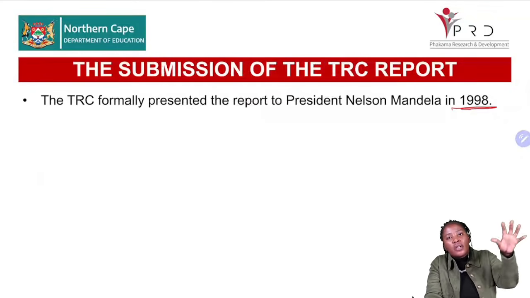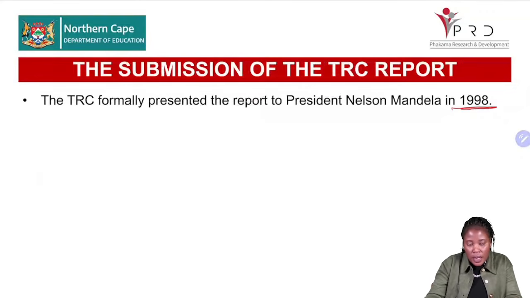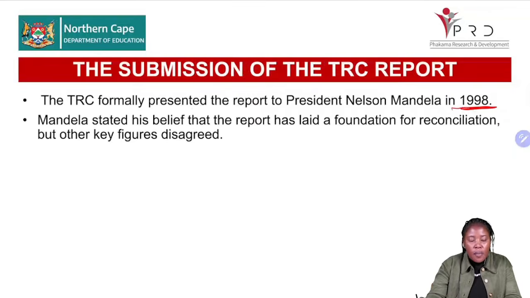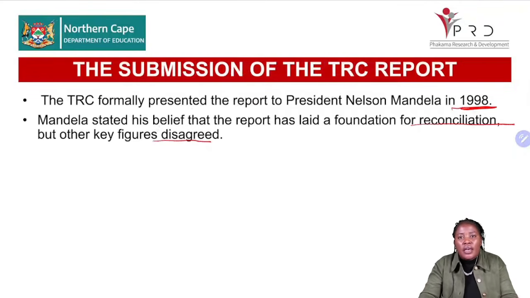1998. Now remember, we spoke about the responses of different political parties and the findings of the TRC regarding the activities of those political parties. Now after the findings, after compiling the report, they had to submit it to President Nelson Mandela. So it was done in 1998. Now, Mandela stated his belief that the report laid a foundation for reconciliation, but other key figures disagreed. There are other leaders who disagreed. Now, when Mandela received the report, which included the findings of the TRC, he indicated that the report has laid a foundation for reconciliation.